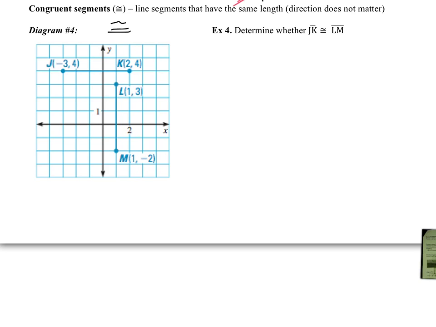The line segments have the same length, direction does not matter. So we're just saying these two segments are the same length, and they must be line segments in order for us to compare these. So my example I have here, determine if the segment JK is congruent to the segment LM. So in order to do this, we're going to do the same process that we had earlier.